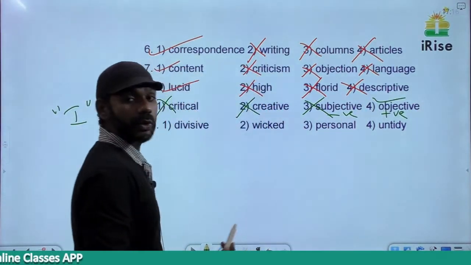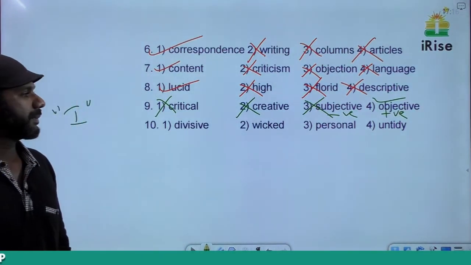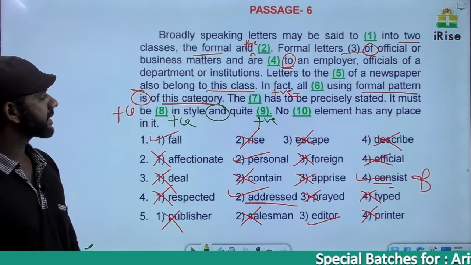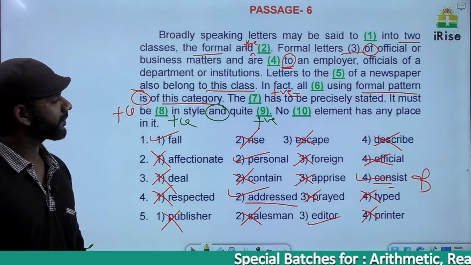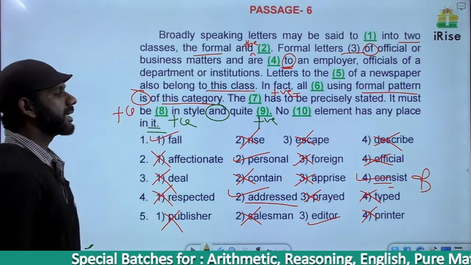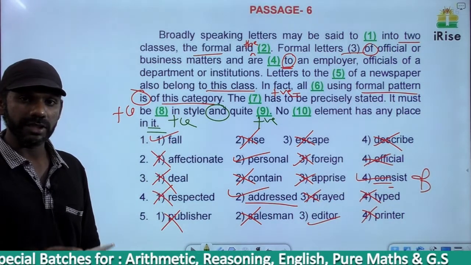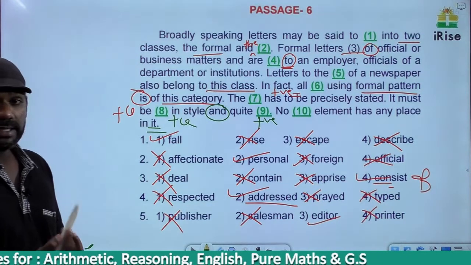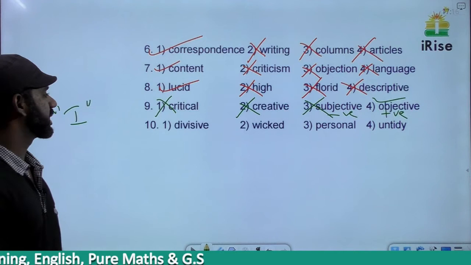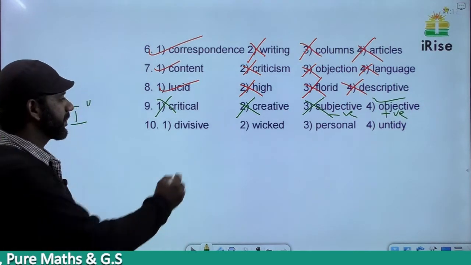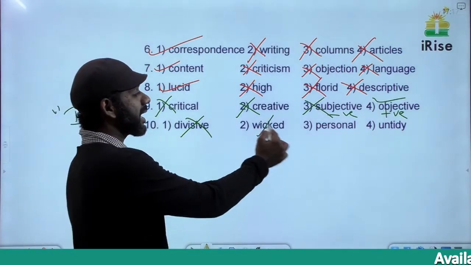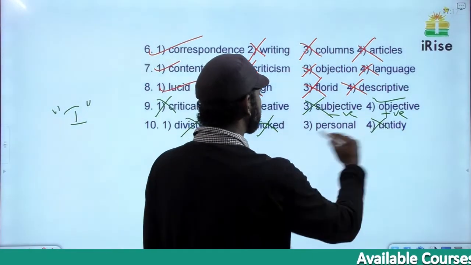The fact, the truth, right? That's called being objective. Being truthful, authentic and all. So it must be precise in style and quite objective. No dash element has any place in it. It means in the content of the official letter. No dash element has any place in the content of the official letter, pronoun antecedent, it. Nothing like divisive, gone. Nothing like wicked element in an official letter, gone. Nothing like untidy element as well, the answer must be 4.